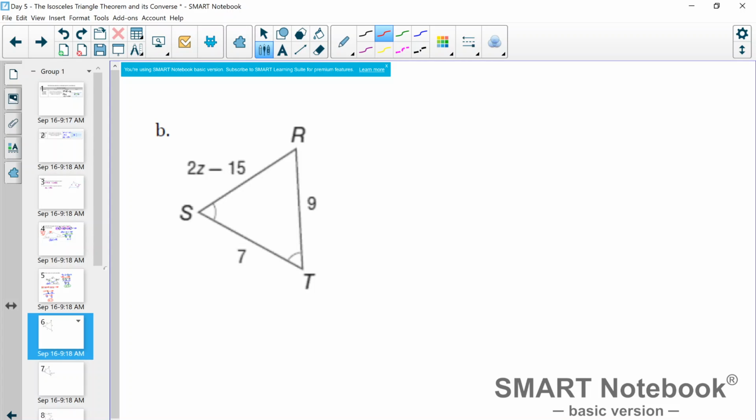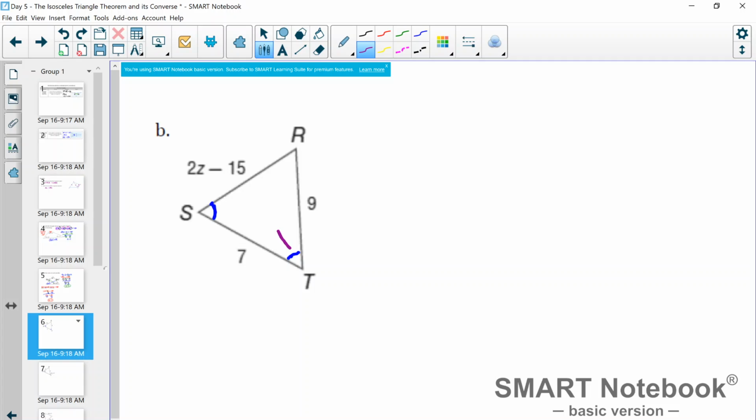Letter B, same deal. We have triangle SRT. We have side measurements of 7, 9, and 2z minus 15. And we have these little markings here in the corner. Again, these little arcs tell me the angles are congruent, or the same thing. This one, we would use the converse of the Isosceles Triangle Theorem. So isosceles tells me if two sides are congruent, the angles across from them are congruent as well. Converse states if I have two angles that are the same, the sides across from them will also be the same.